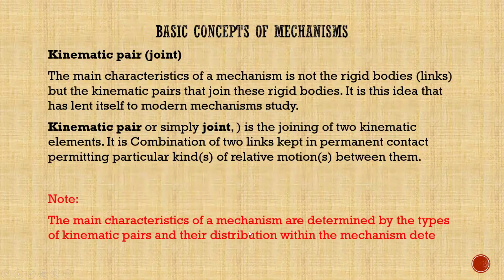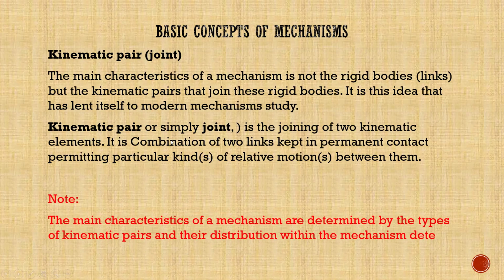So now let's go back. Let's continue and define more terms like kinematic pair, or what we call a joint. The main characteristic of a mechanism is not the rigid bodies or the links, but the kinematic pair that joins these rigid bodies. So it is this idea, right, that has established itself in modern mechanism study.